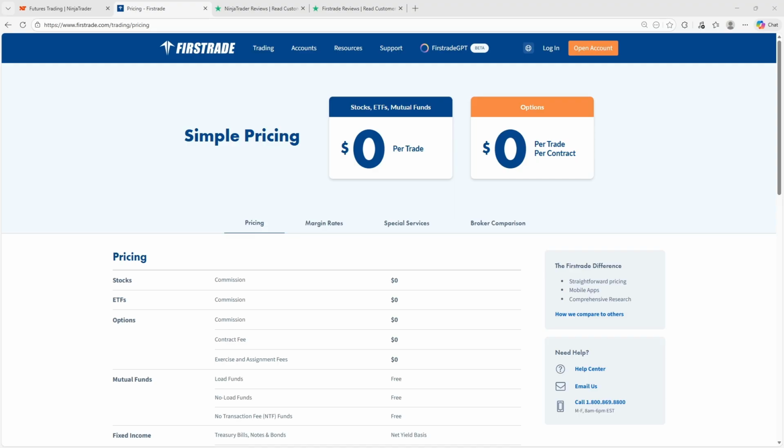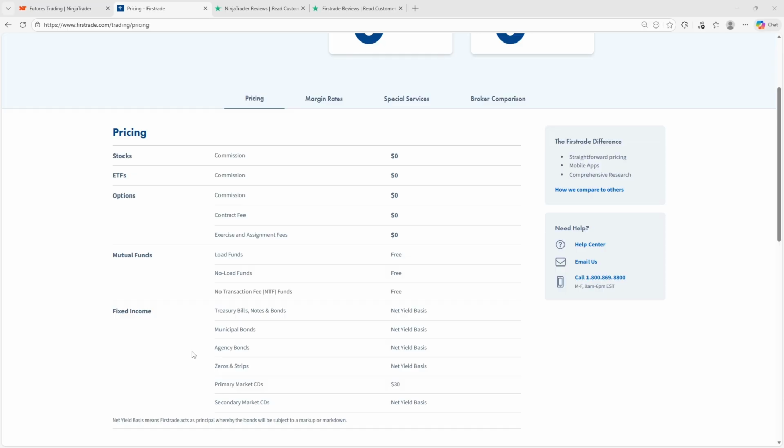There are no per-trade fees, no per-contract fees for options, and no exercise or assignment fees, which immediately positions Firstrade as one of the most cost-aggressive retail brokerages available. Mutual funds include both load and no-load options, with many funds offered without transaction fees. Fixed income products such as treasuries, agency bonds, and municipal bonds are offered on a net yield basis, while primary market CDs carry a flat fee.